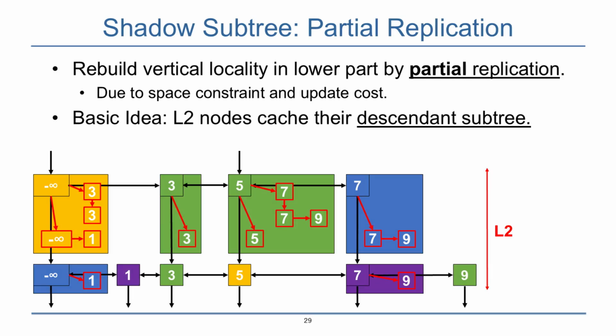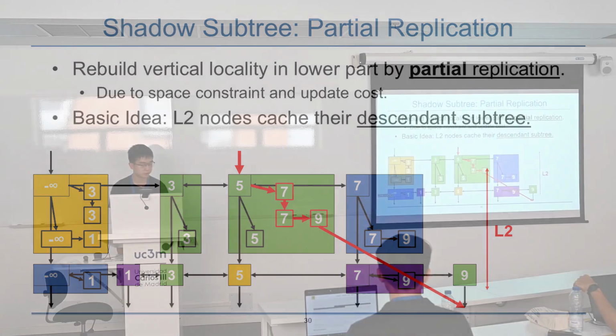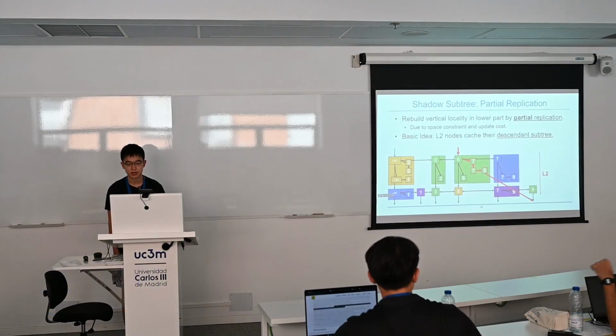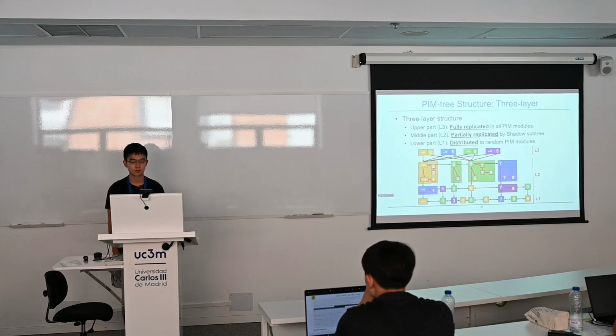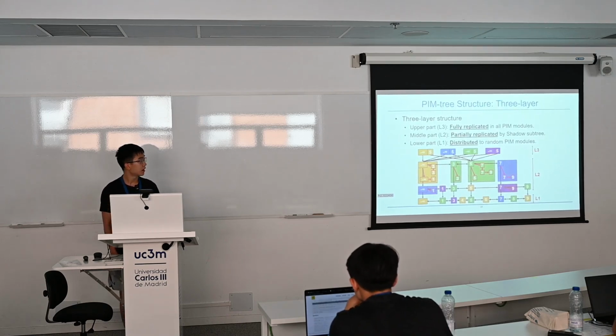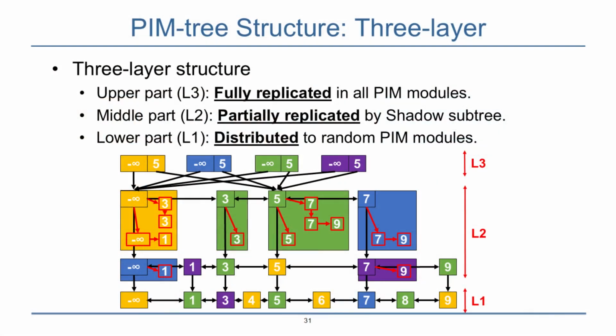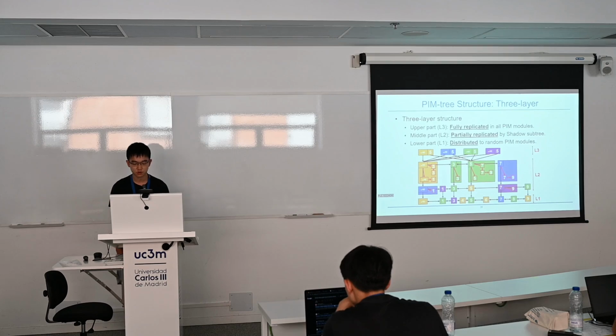With shadow subtree, if there's no contention on an L2 node, the whole L2 search process can be done within one PIM module locally. Please refer to the paper about how push-pull search cooperates with shadow subtrees for load balance. After shadow subtree, the PIM-tree has a 3-layer structure. By applying different replication strategy to different layers with different amount of data, we enable efficient queries and updates with load balance.